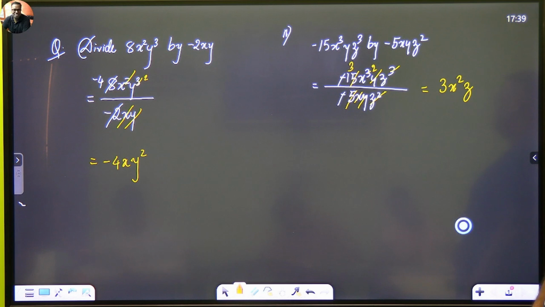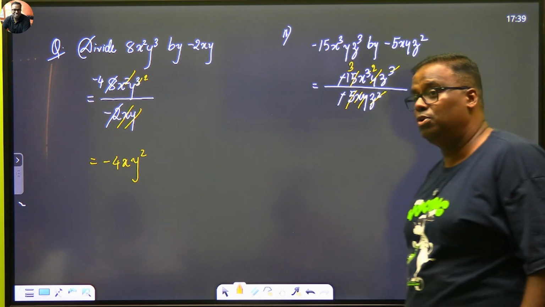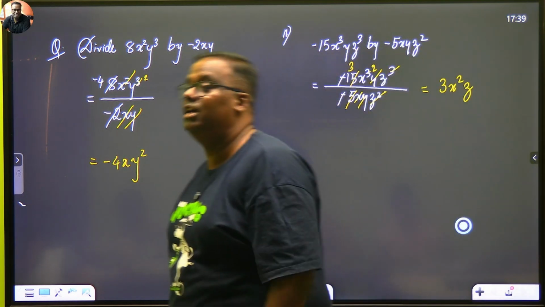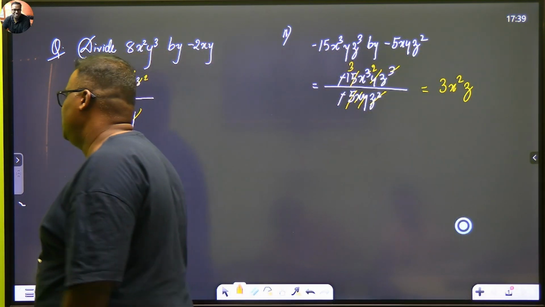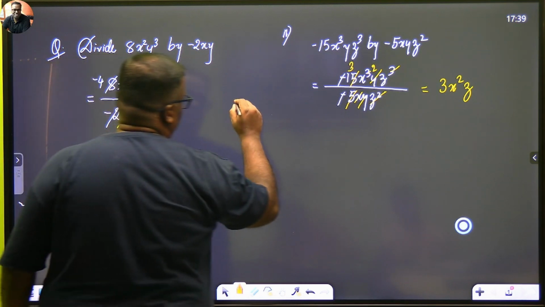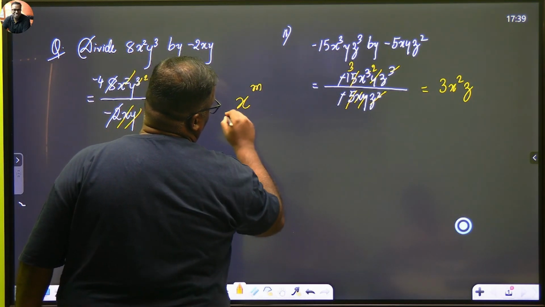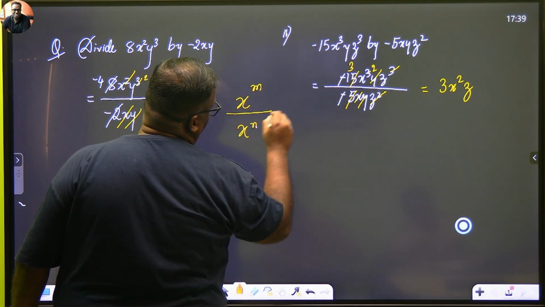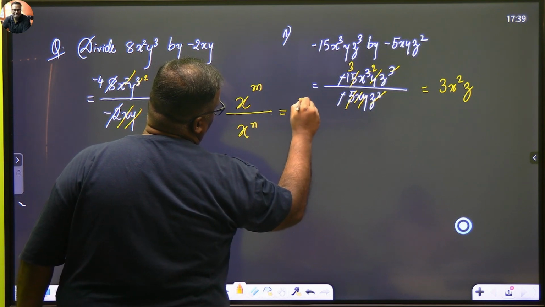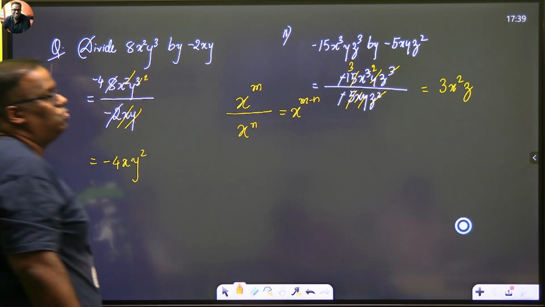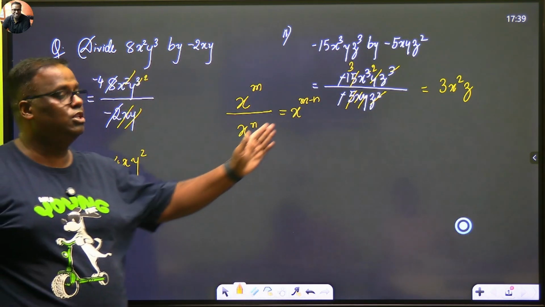Are we able to understand now? Division is all about applying the formula of exponents. That's why exponents was done earlier by me in order to do this chapter. Always remember, beta, x to the power m divided by x to the power n is x to the power m minus n. This is what you're supposed to do in every step, and that's what we are doing.